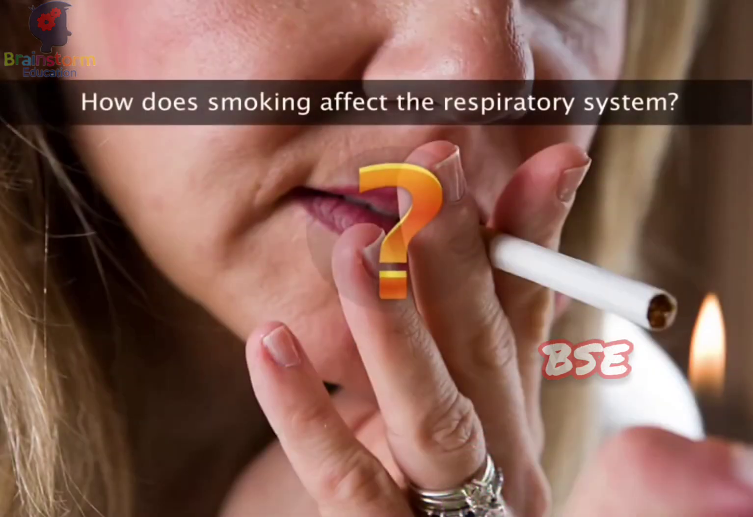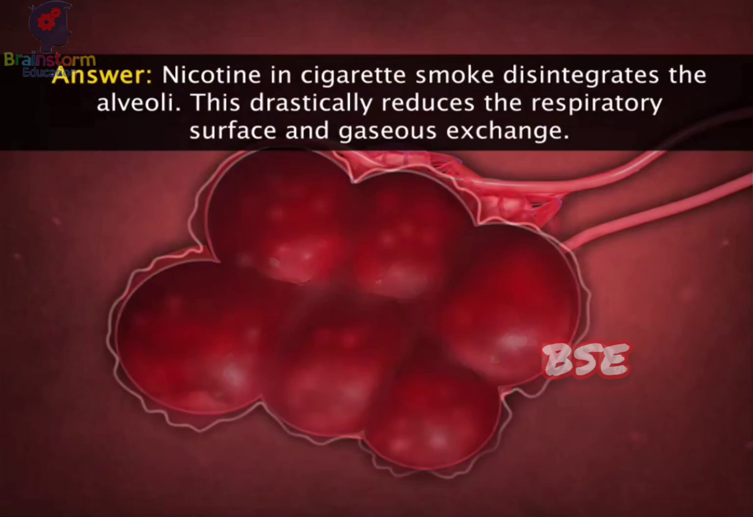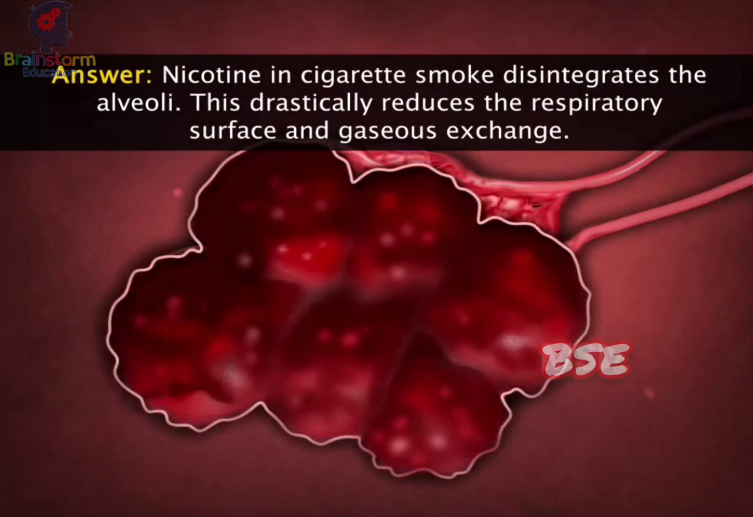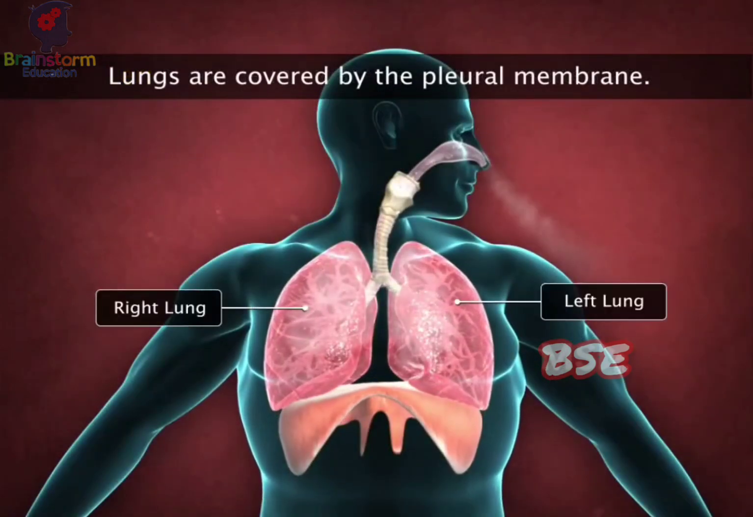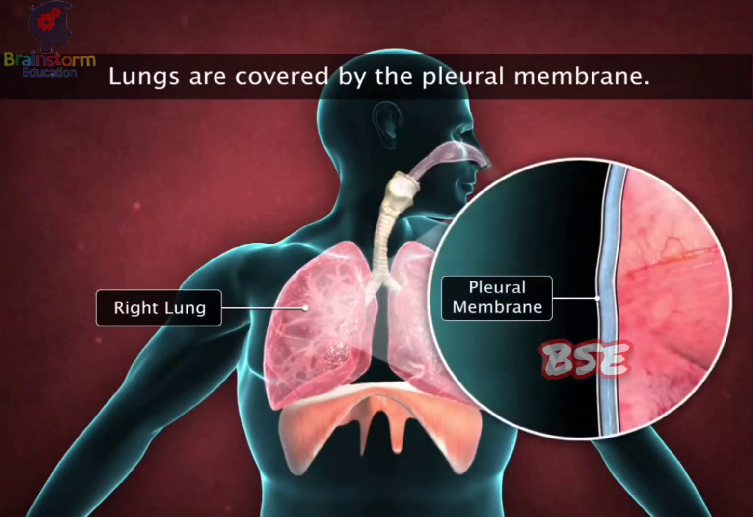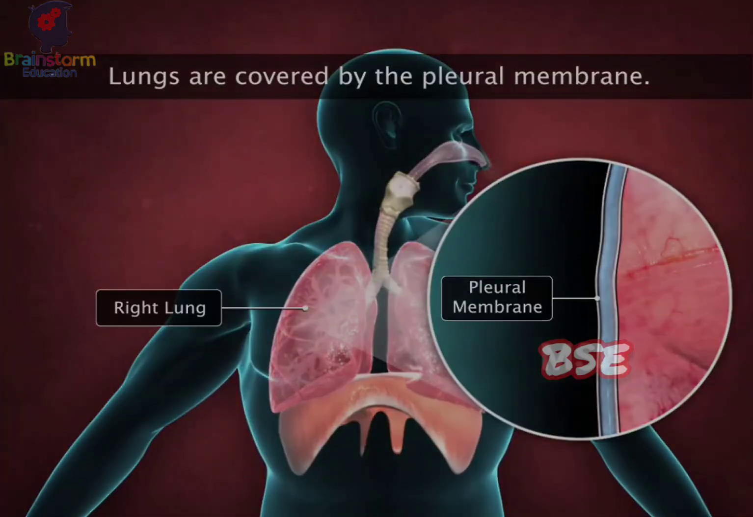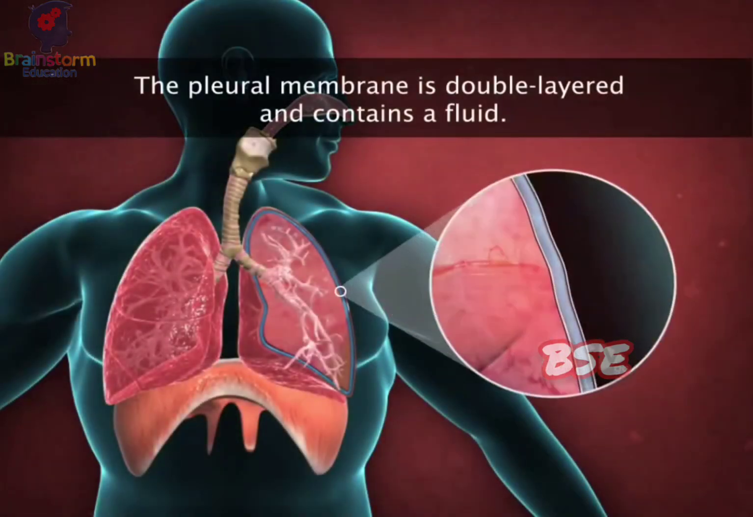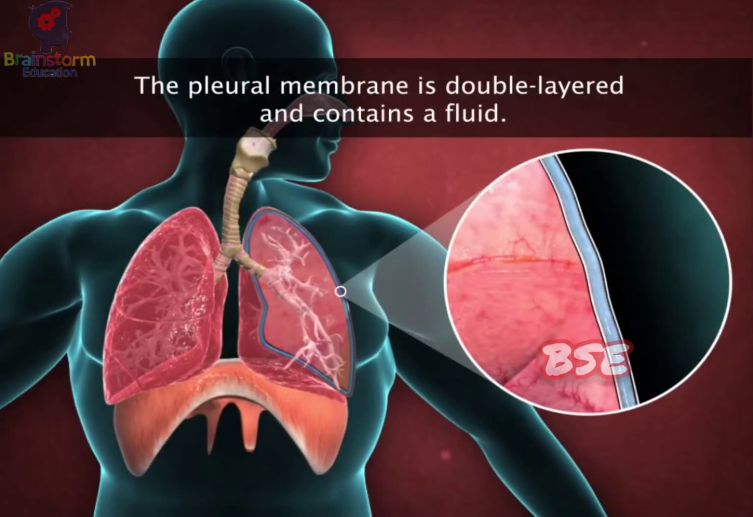Can you guess how smoking affects our respiratory system? Our lungs are protected externally by a covering called the pleural membrane. The pleural membrane is double-layered with a fluid between the layers. This fluid allows the lungs and ribs to move smoothly against each other during inhalation and exhalation.